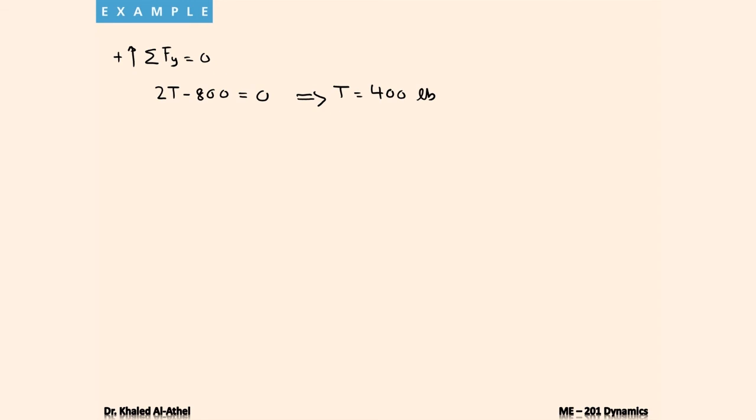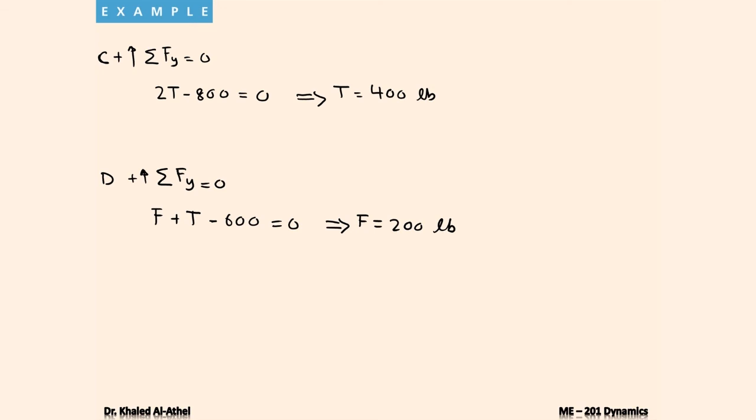Okay, this is for C, by the way. Now for D, I have upward is positive as well. Summation of Fy should equal 0. And I have F plus T minus the weight, which is 600, should equal 0. This gives me that F should equal 200.